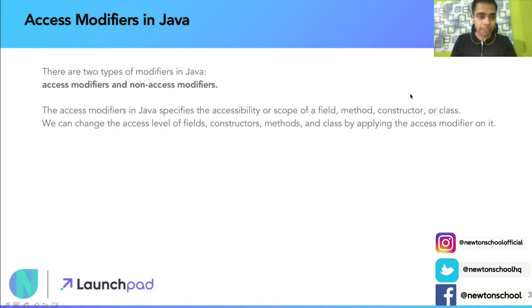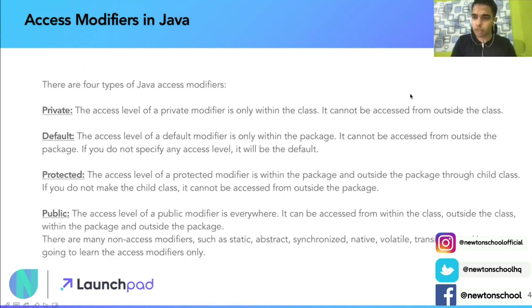Let's read the statement properly. The access modifiers in Java specify the accessibility or scope of a field, method, constructor, or class. Apart from that, you can change the access level of field, constructor, method, variable, or a class by applying the access modifier. What kind of access modifiers are there? We are going to see now. Before that, there are two kinds of modifiers in Java: access modifier and non-access modifier. Let's dig deep down to what kind of access modifiers are there in Java.